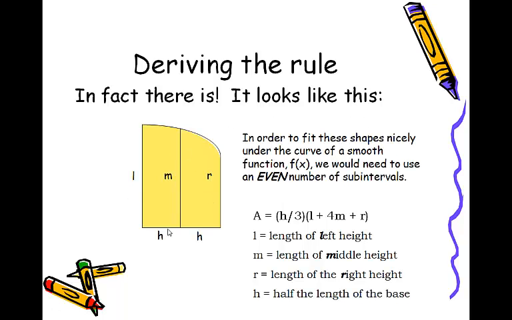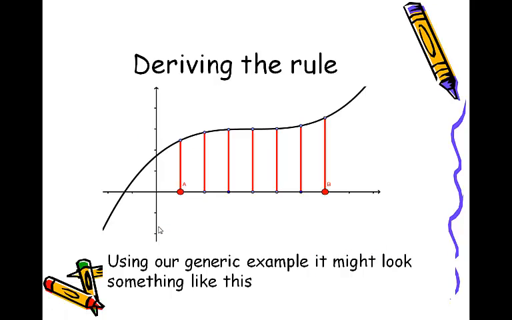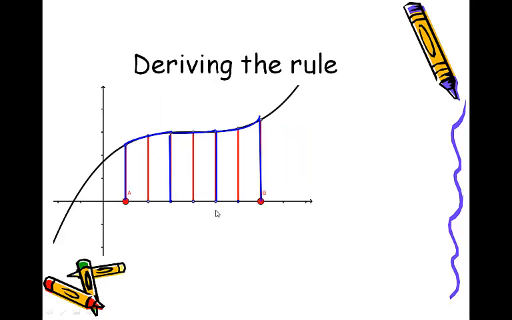And in order to fit these shapes nicely underneath a curve, we need to have an even number of subintervals, because each of these shapes has 2 intervals. So putting those shapes under our generic example, it kind of looks something like this. You can see over these 6 intervals, I would fit in 3 of those shapes, because each shape requires 2 intervals. So let's use this generic shape to go ahead and derive the formula for the area under this curve.